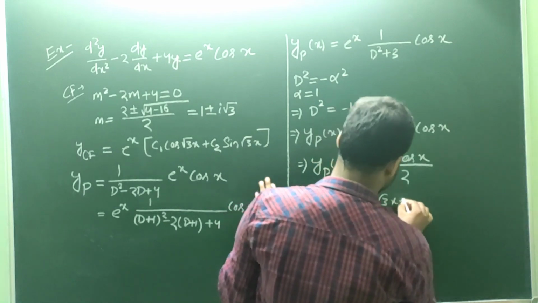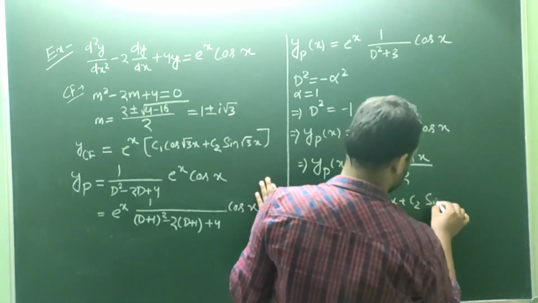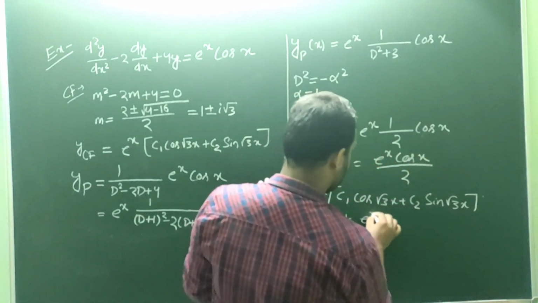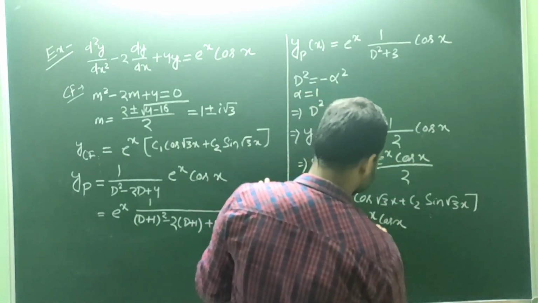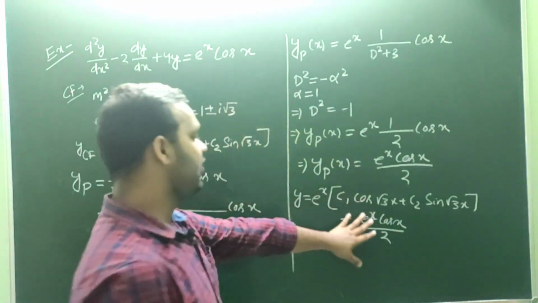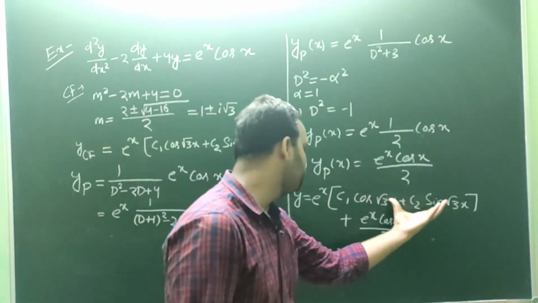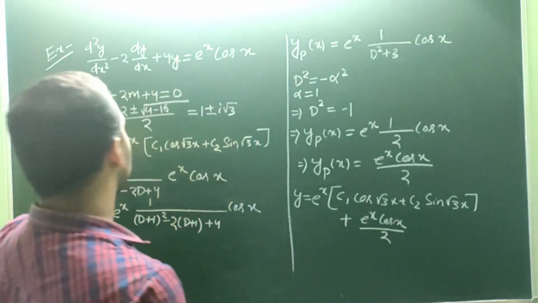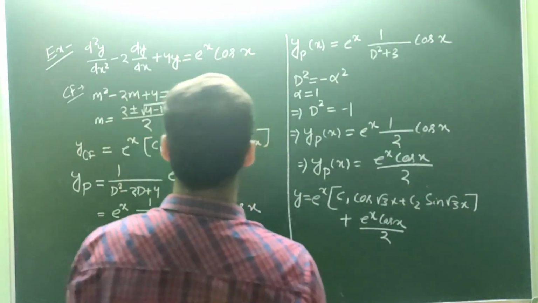root 3x plus c2 sin root 3x plus e to the power x cos x divided by 2. This is the final solution, that is the addition of the complementary function and a particular integral. Right? So this is the fourth case, and here is an example.